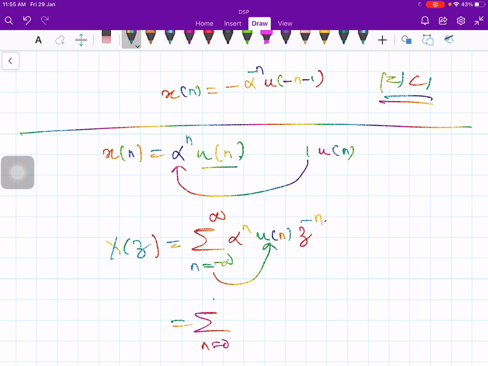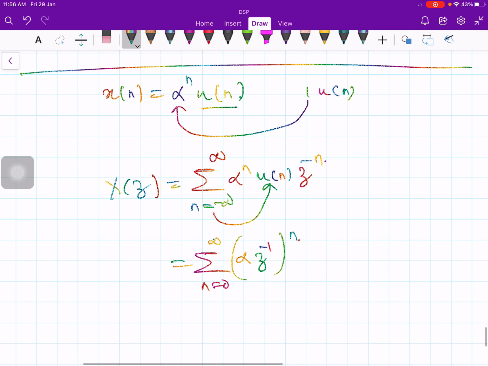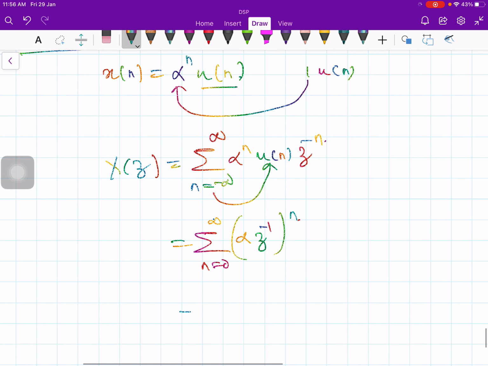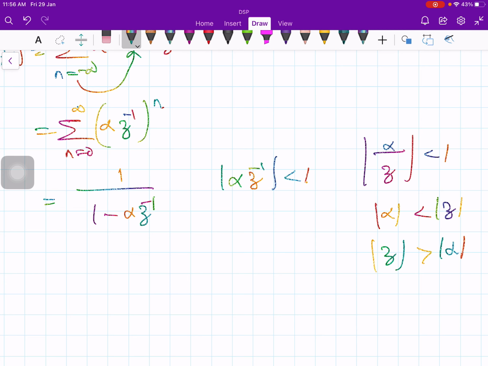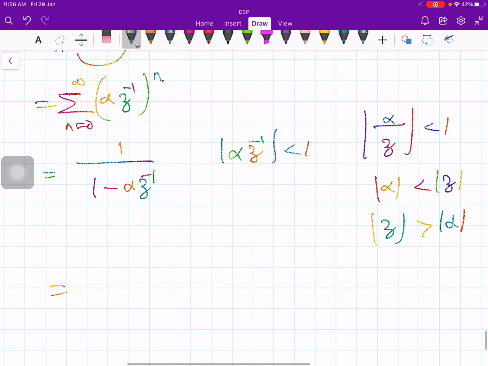Summation of alpha times z to the minus 1, whole to the n. Again this is a geometric progression. So this is 1 divided by 1 minus alpha times z to the minus 1, provided mod of alpha times z to the minus 1 is less than 1. Now simplify this: alpha divided by z, the modulus must be less than 1, therefore mod of alpha is less than mod of z, that is, mod of z is greater than mod of alpha. So the Z transform is 1 divided by 1 minus alpha times z to the minus 1, and mod of z is greater than mod of alpha.